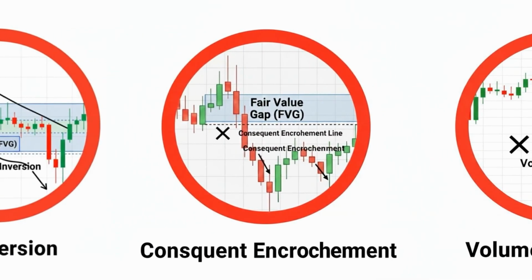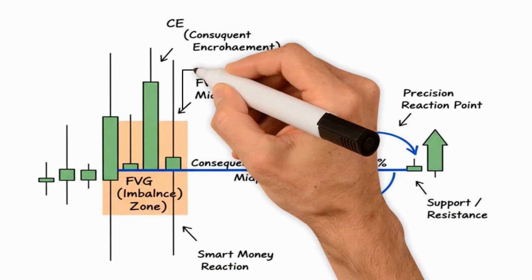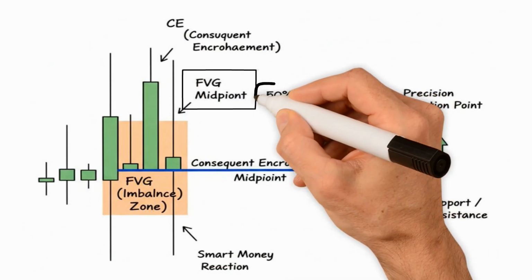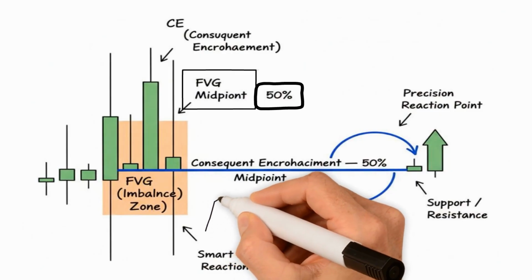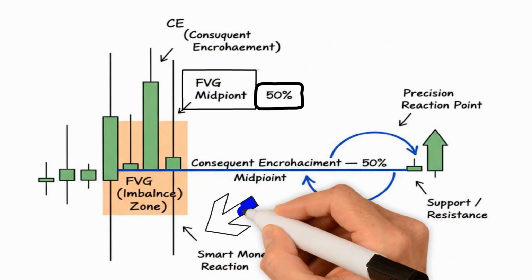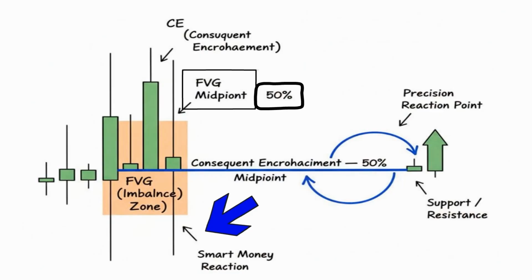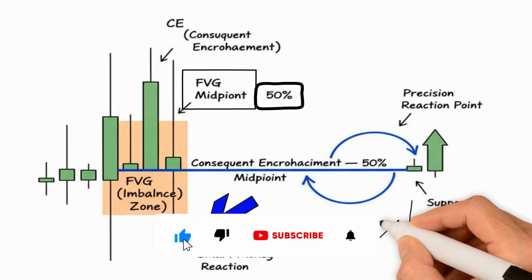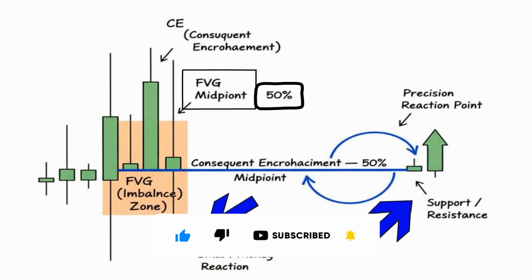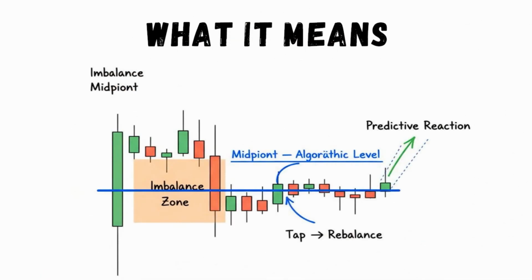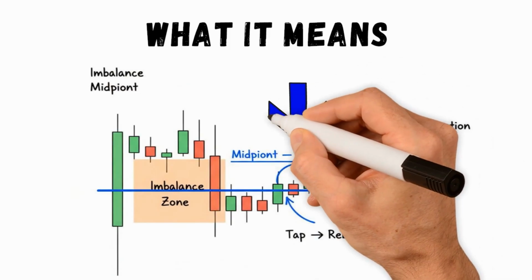Consequent encroachment. Consequent encroachment is the midpoint of a fair value gap, typically the 50% retracement between candle 1 and 3. This level is frequently respected by smart money as a precise reaction point. It often acts as support or resistance even when the full FVG isn't filled. What it means: the midpoint of imbalance zones is highly algorithmic and predictive.